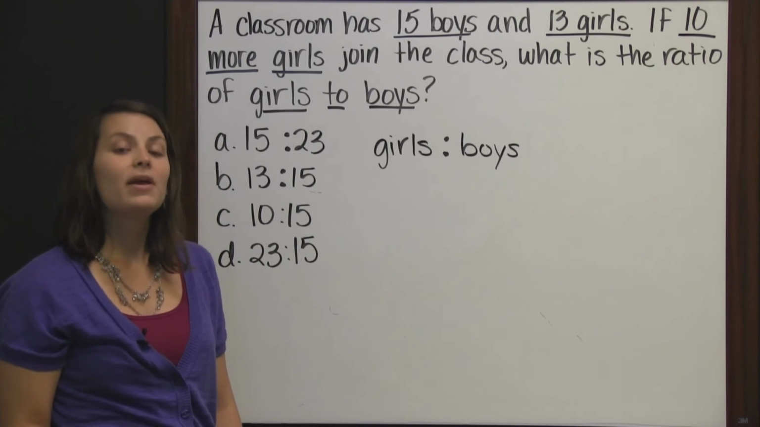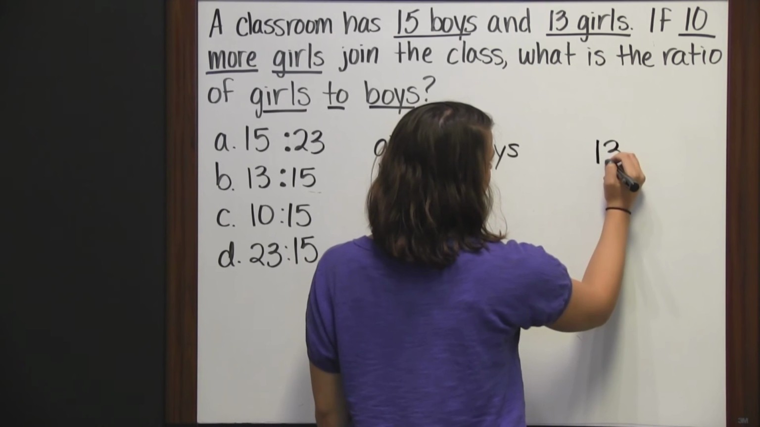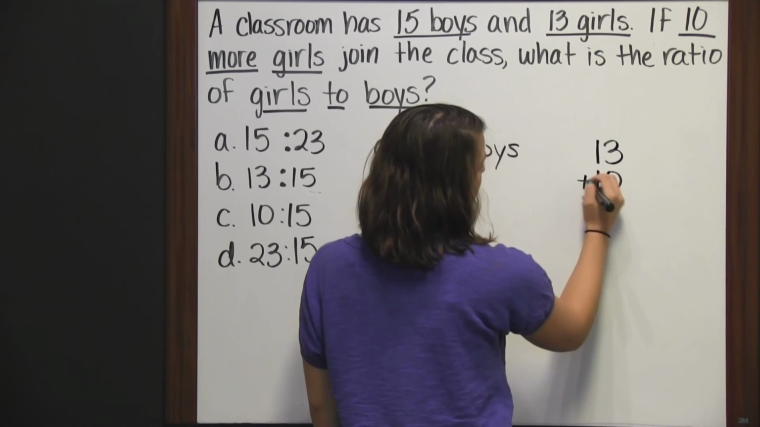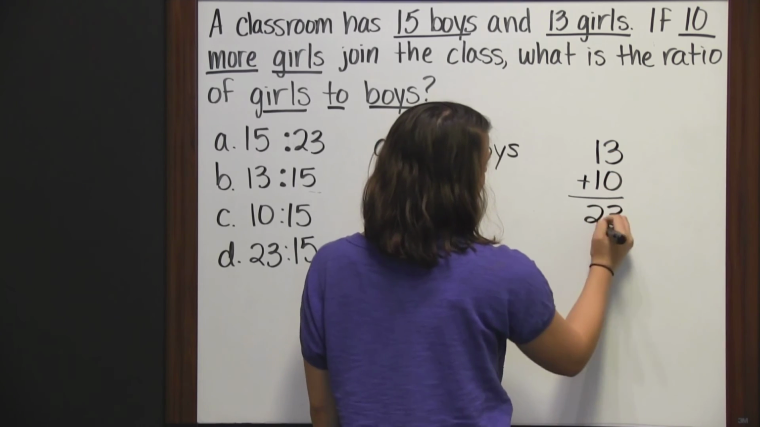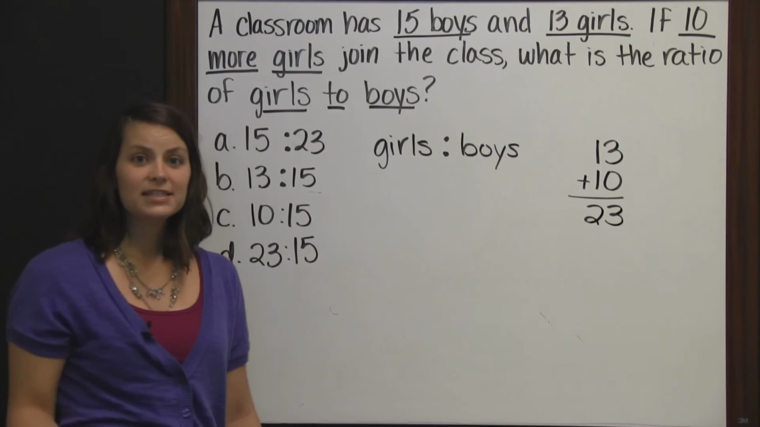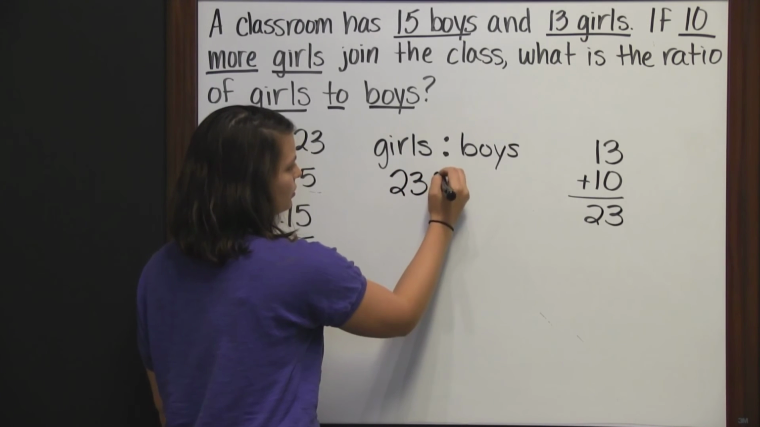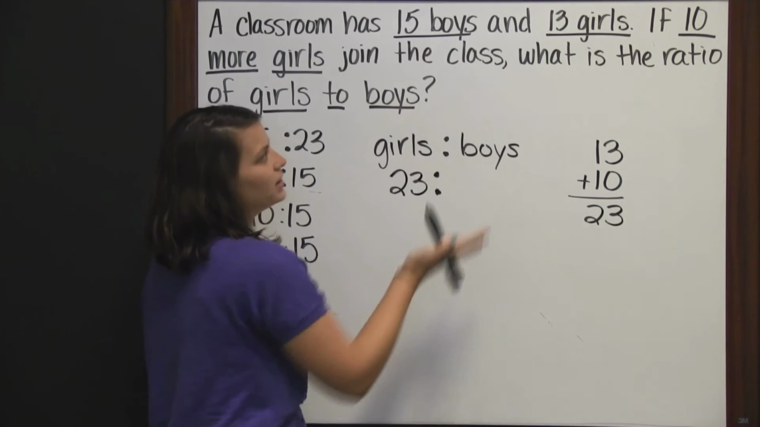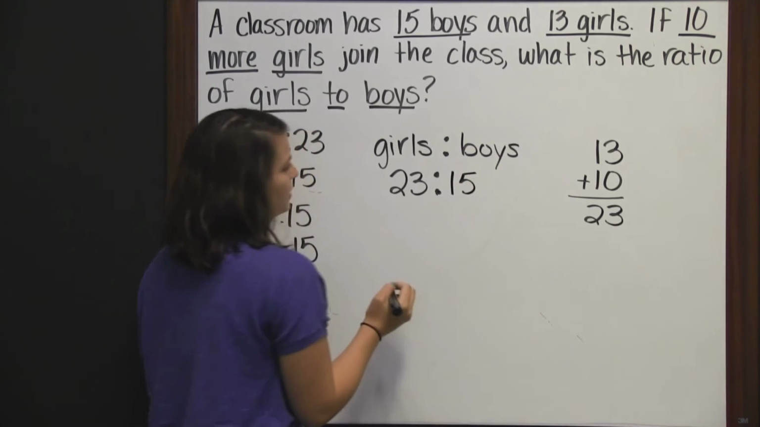10 more means that we have to add 10. So we had 13 girls, and then we add 10 more to that. 3 plus 0 is 3, 1 plus 1 is 2. Which means now there's a total of 23 girls, and then boys didn't change. We had 15 boys, so we still have 15 boys.